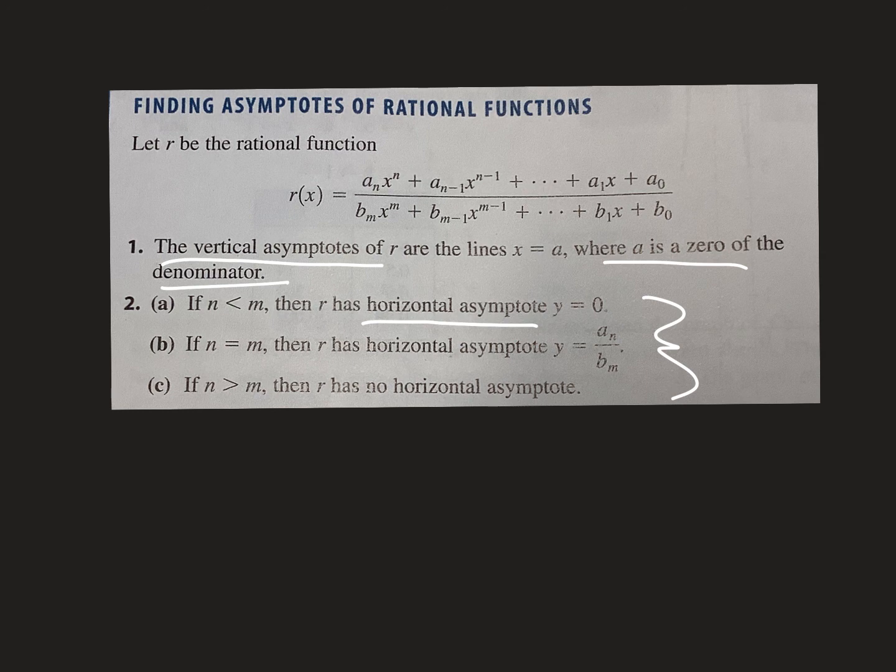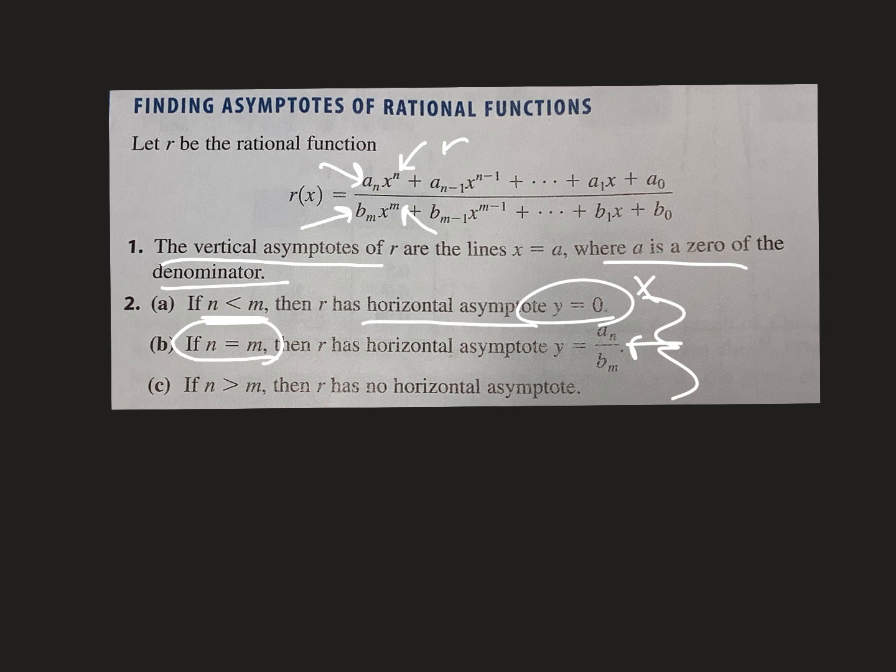Okay, so it says n and m here. N is the degree of the top, the numerator. The m is the degree of the denominator, or the bottom. So if your degree on the top, the numerator, is less than the degree of the bottom, the asymptote is y equals 0, which, by the way, is the x-axis. If the degrees are the same, if your exponents are the same on the top and the bottom, the numerator and denominator of a fraction, you do leading coefficient over leading coefficient. Your horizontal asymptote is y equals, in this case, a over b.